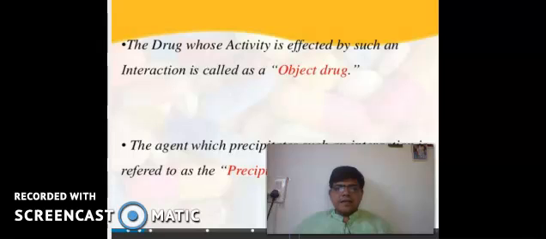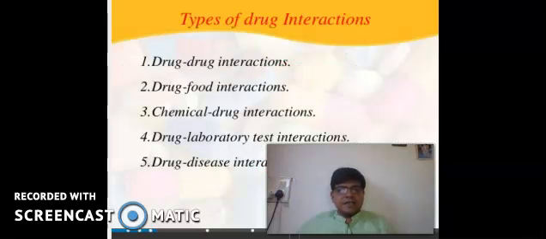Next, the drug whose activity is affected by such an interaction is called the object drug, due to which its activity changes. The agent which precipitates such an interaction is referred to as the precipitant. So these are the precipitant and the object drug.